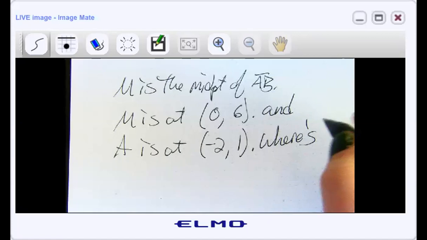All right, I'm going to reset the camera so I can draw on this again, but hopefully you have these numbers. M is at 0, 6. A is at -2, 1. All right, let me reset.